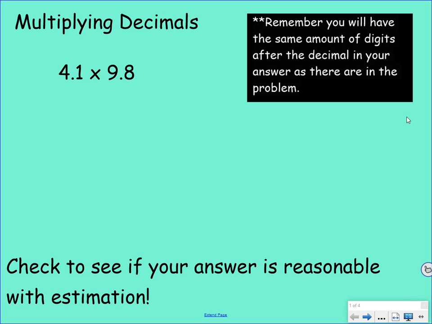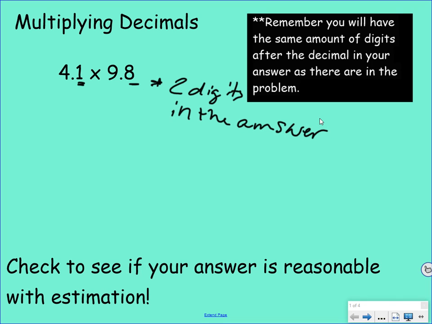So this time we have two numbers that are decimals. How many digits are after the decimal with this number? 1. How many digits are after the decimal in this number, 9 and 8/10? 1. That tells me two digits will be after the decimal. Let me get rid of that box. Two digits in the answer. And let me show you what I mean.